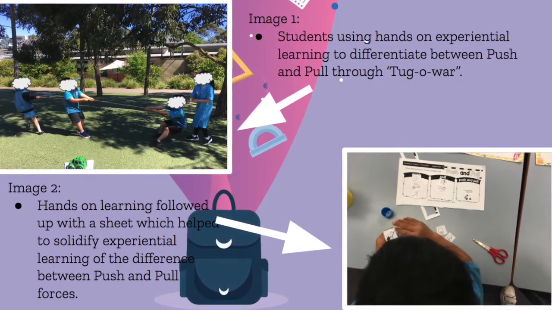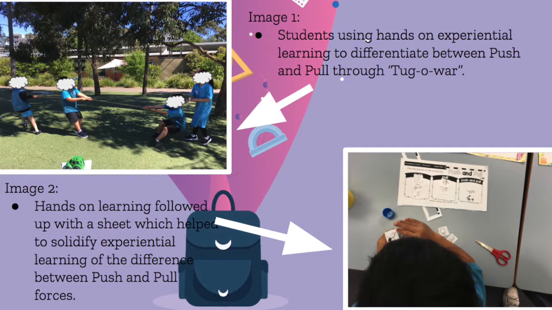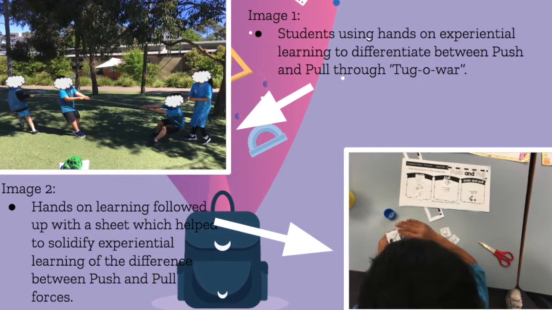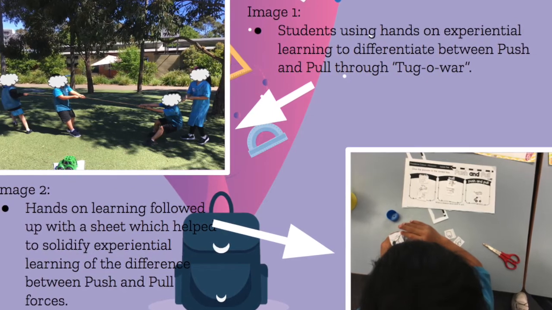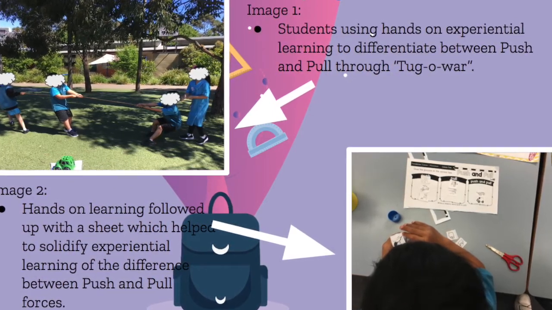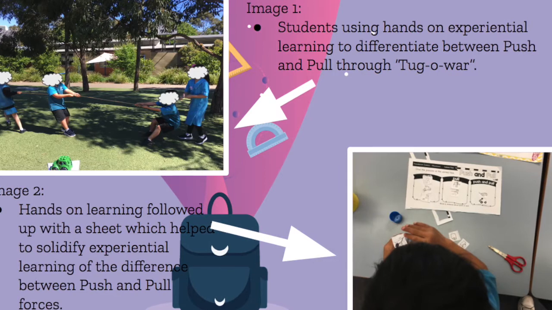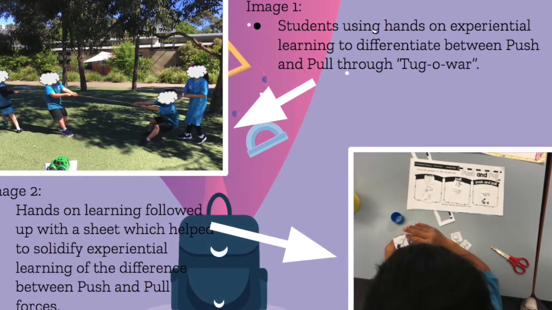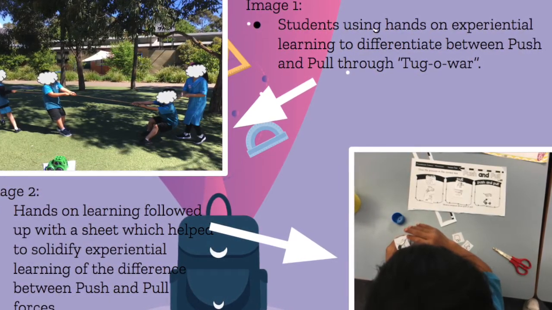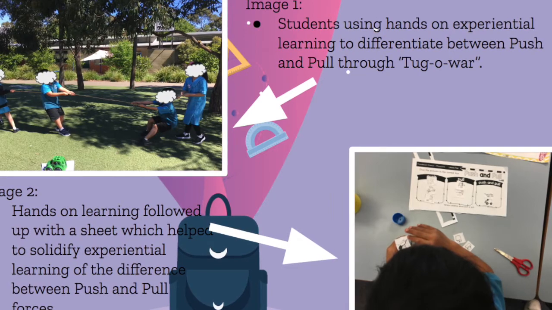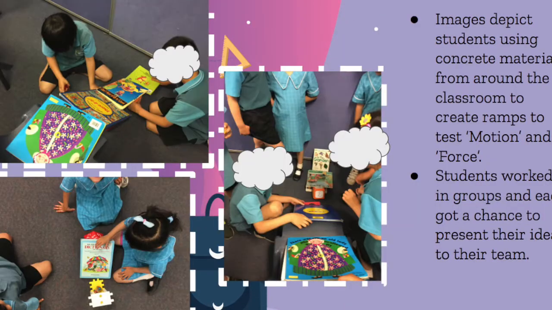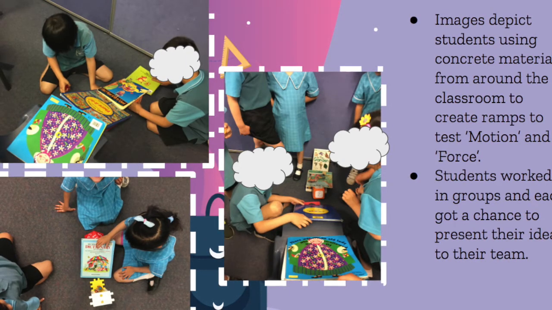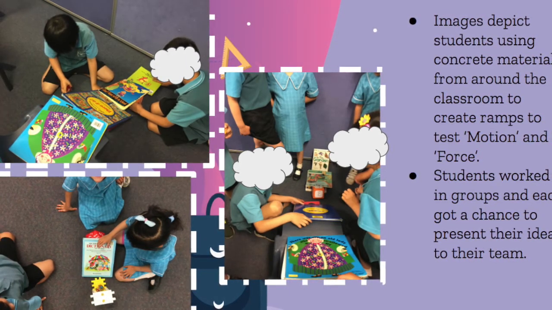The first set of photos shows students doing tug-of-war outside, which gave them hands-on experiential learning experience of playing a game while using the forces of push and pull. Students would then ask questions which related directly to the content of the game to ensure that they had understood the learning behind it. These images depict students using concrete materials from around the classroom to create ramps to test motion and force.